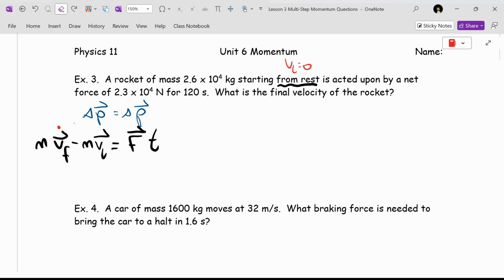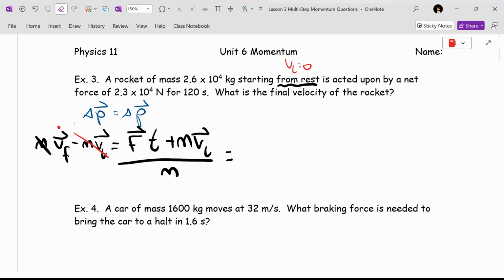How would I get the vf by itself? Reverse bedmas, formula manipulation. How would you get the vf by itself? Plus this over, I'll change colors. Then what? And again, Marcus, I say one line, not four lines. Yeah, because now we're just going to plug it in.